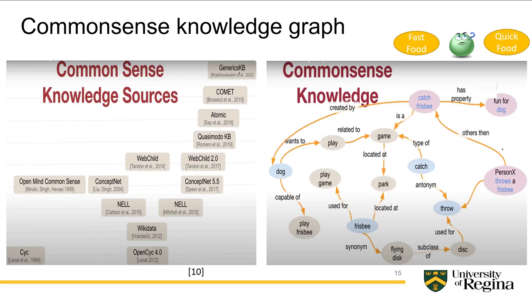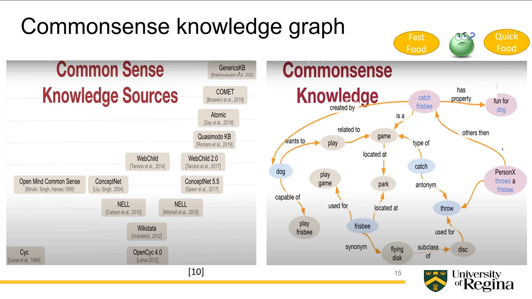And for common sense knowledge graph, there are different sources for this concept, but we go through COMET. As you can see, the generic knowledge base is almost near in comparison with the other sources, but there are some problems and challenges that encourage us to go through COMET instead of the generic knowledge base.